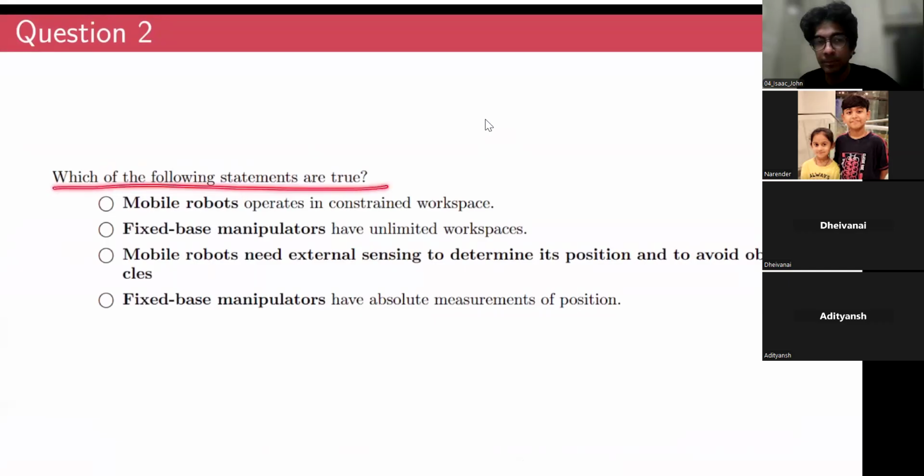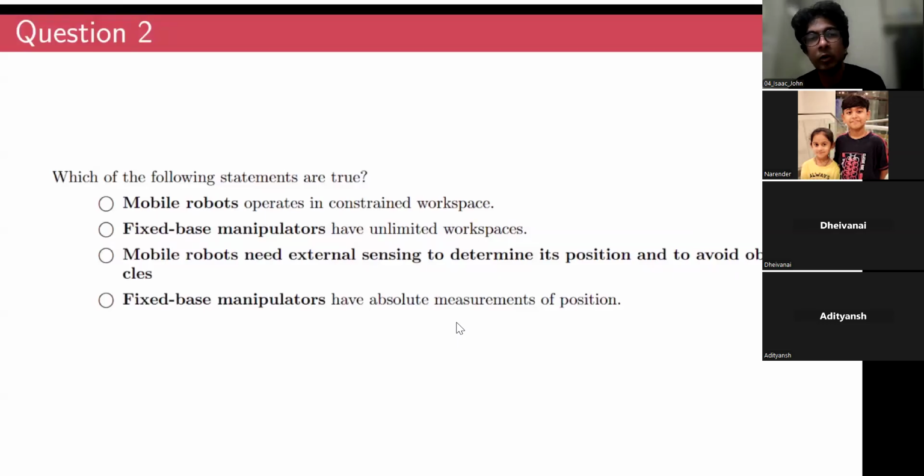Moving on to question 2. Which of the following statements are true? The first is mobile robots operate in constrained workspace. The fixed base manipulators have unlimited workspace. The mobile robot needs extra sensing to determine its position and to avoid obstacles. Then fixed base manipulators have absolute measurements of position. So which of the statements are true?